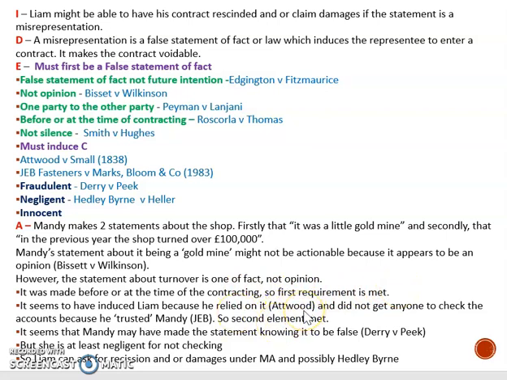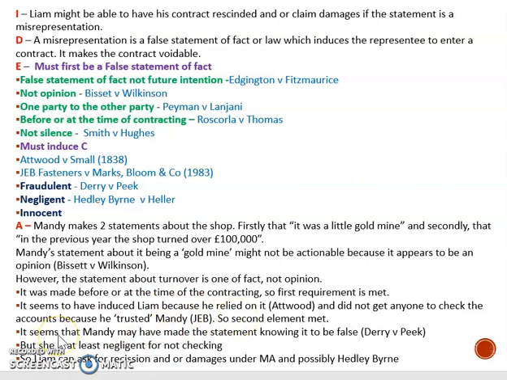And it seems to have induced Liam because he relied on it. I've dropped in Attwood there. And he didn't get anyone to check the accounts because he trusted Mandy. And I've put that in inverted commas because that's the word from the scenario. And we can use JEB there. So that second element is met.